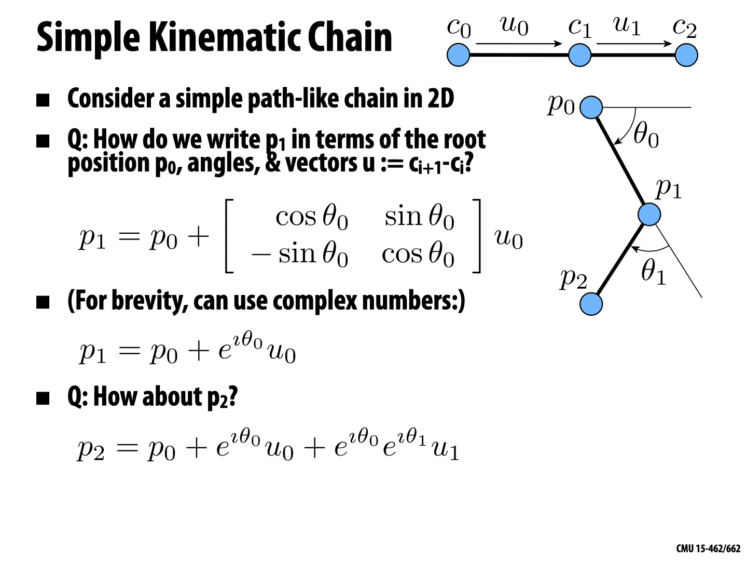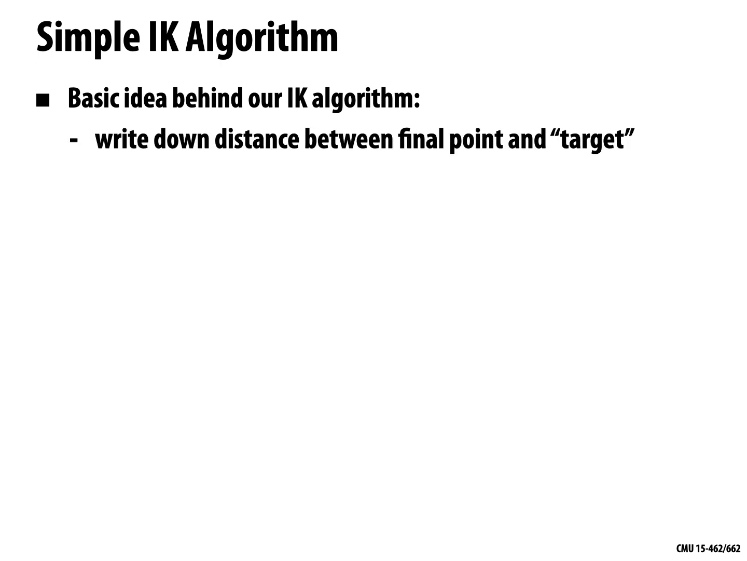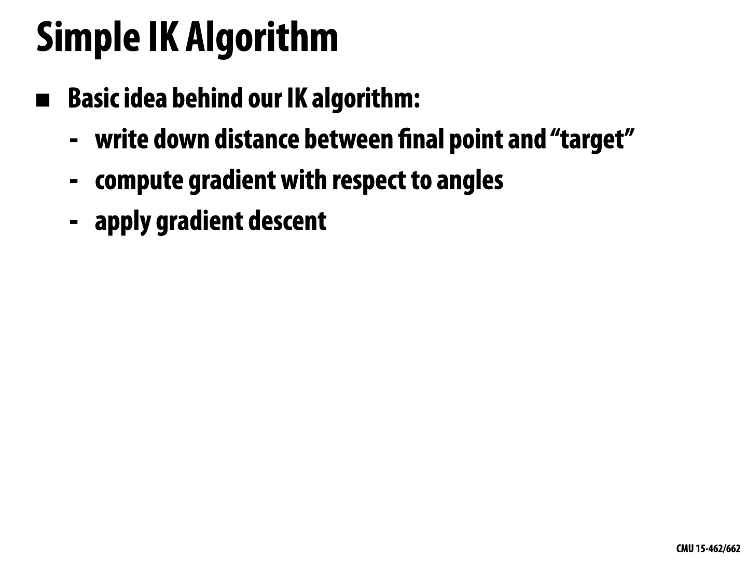So let's do this using a very, very simple inverse kinematics algorithm. The basic idea behind this algorithm is that we want to write down the distance between the final point and some target. Right? We want to make an arm reach for something in the environment. So we want the point P2 to meet up with some given point in space. And to make this happen, we're going to compute the gradient of the position of that endpoint with respect to the angles, and then apply gradient descent to move it closer and closer. Okay?